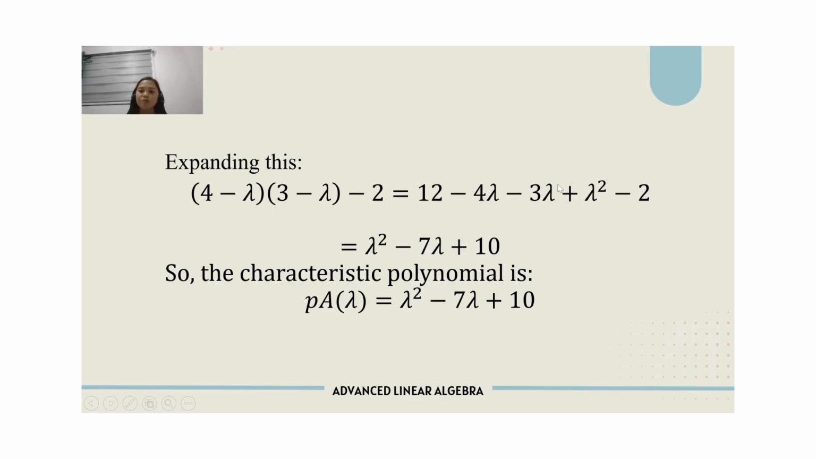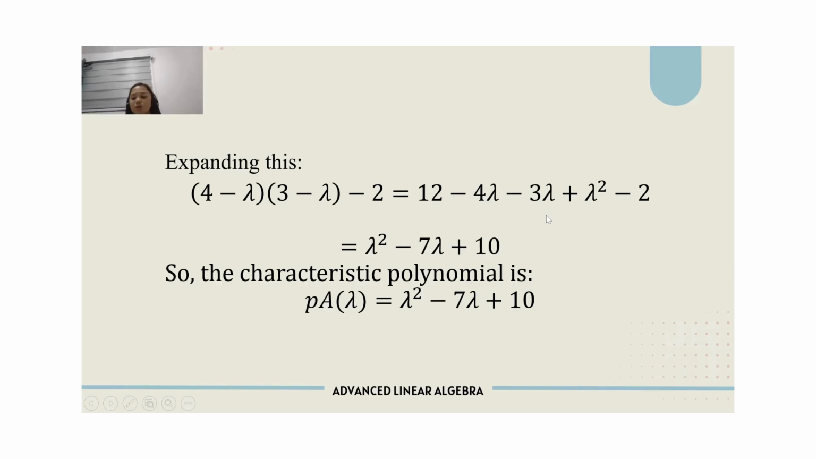So combine like terms. We have first lambda squared, and then combine negative 4 lambda and negative 3 lambda, that is negative 7 lambda, and then 12 minus 2 is positive 10. So the characteristic polynomial is P sub A of lambda equals lambda squared minus 7 lambda plus 10. So that is our characteristic polynomial of this 2 by 2 matrix.